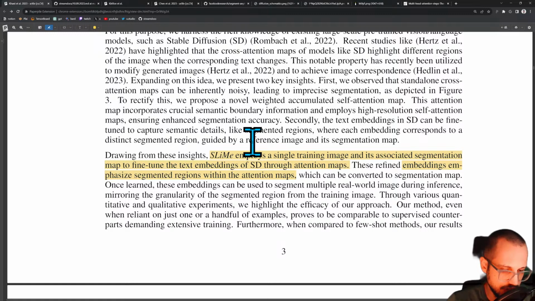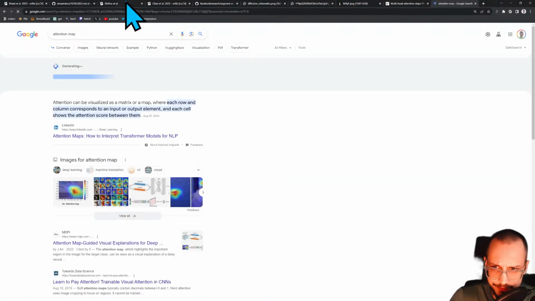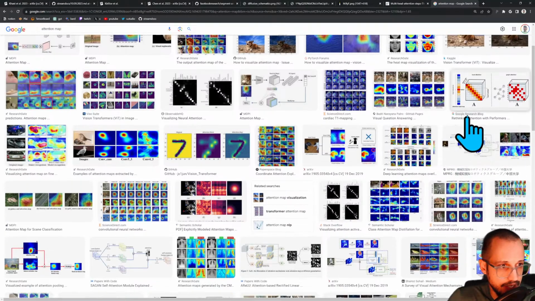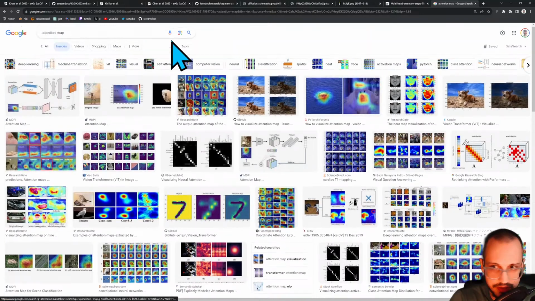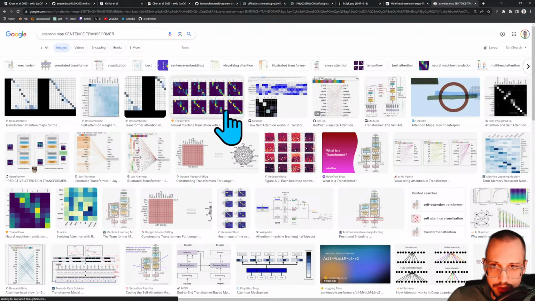And the way that attention maps work, actually I should have probably had a nice picture of an attention map here, but this is not what I want. I want an attention map for a sentence transformer. Attention map, sentence transformer. Yeah, something like this.